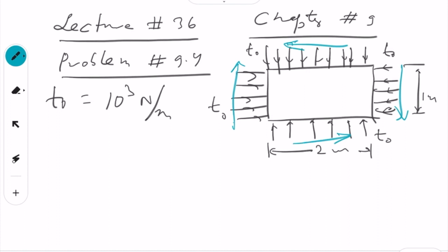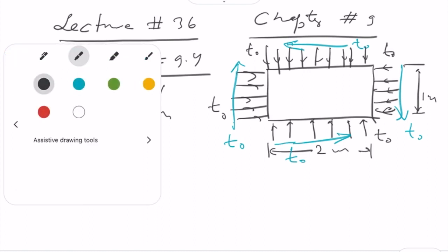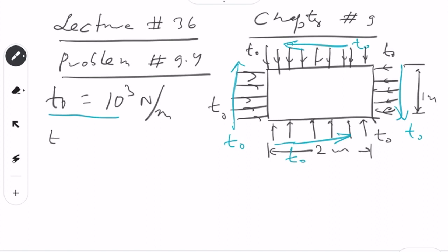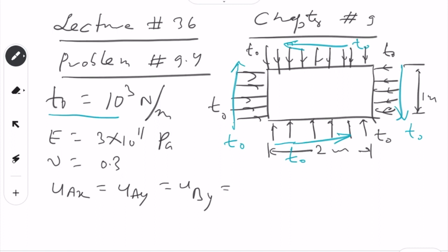The value of that is also T naught. This is also T naught, T naught, T naught, where T naught is the same value. Also given, E is equal to 3 times 10 to power 11 Pascal. Poisson's ratio is given to be 0.3. And the essential boundary condition is given: UAX equal to UAY is equal to UBY equal to 0.